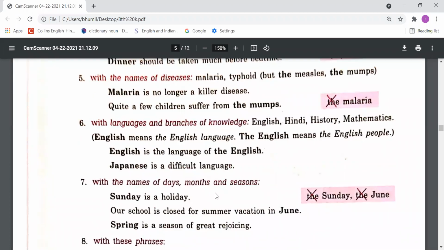Okay. Next, with the languages and branches of knowledge like English, Hindi, history, mathematics. English means the English language. The English means the English people. Remember this when we talk about English. So it means we are talking about the English language.